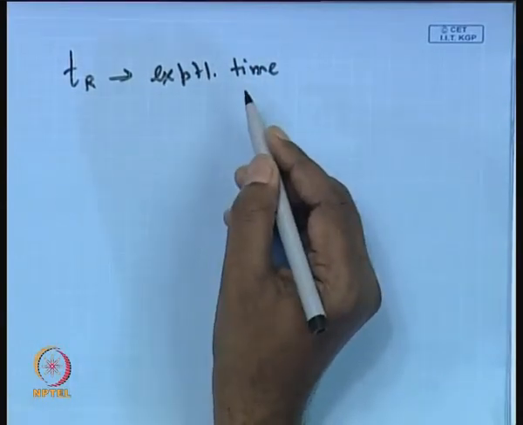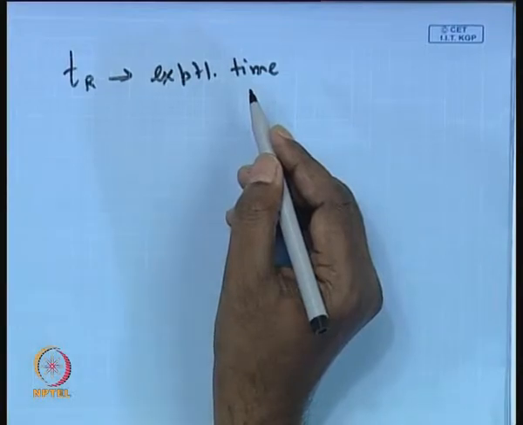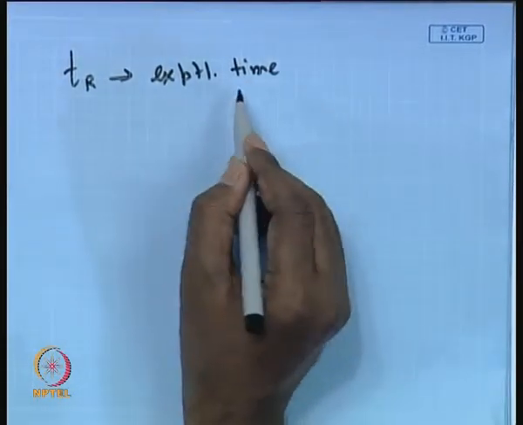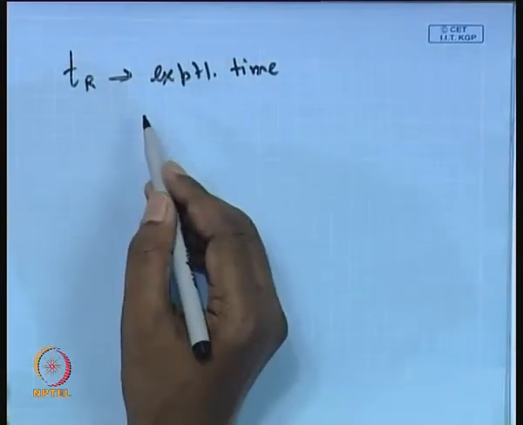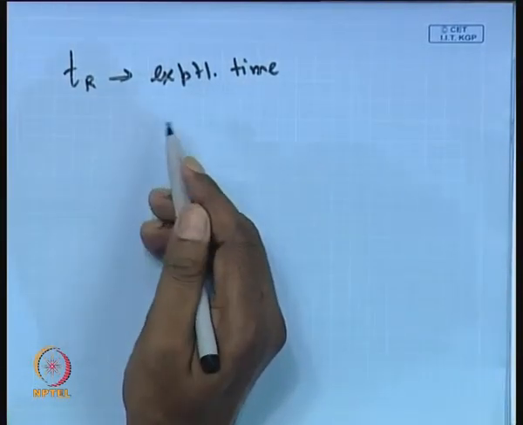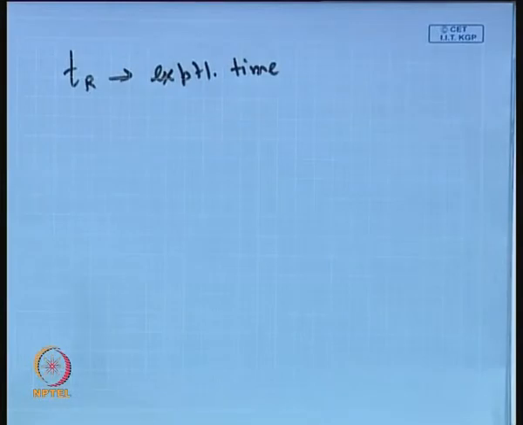That means if the SDS-PAGE electrophoresis is run for, let us say, 2 hours, then 2 hours will be nothing but the retention time. Okay. So, different particles will travel different distances because of the difference in electrophoretic mobilities.